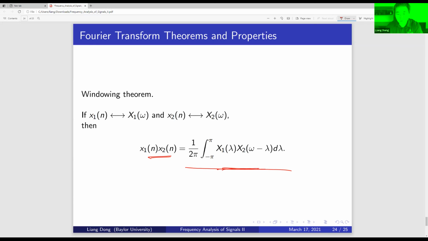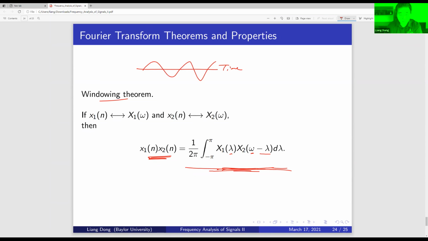Now, what does this look like? This looks like a convolution. You can think of it as a convolution in the frequency domain, right? We have a lambda on a constant minus lambda. So it's the format of a convolution. Therefore, indeed, a multiplication in one domain becomes a convolution in the other domain. That's the windowing theorem.